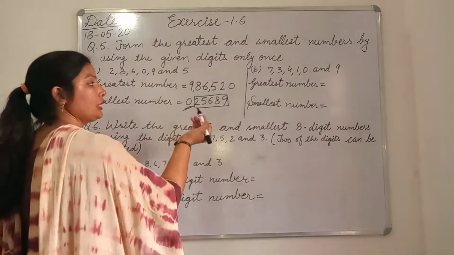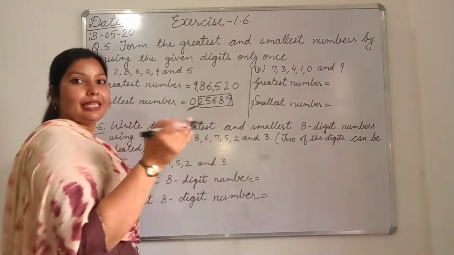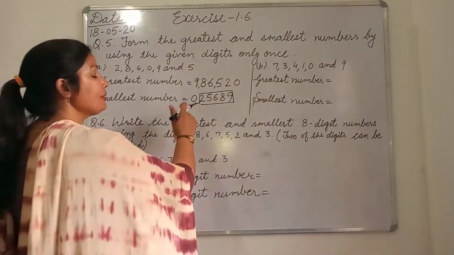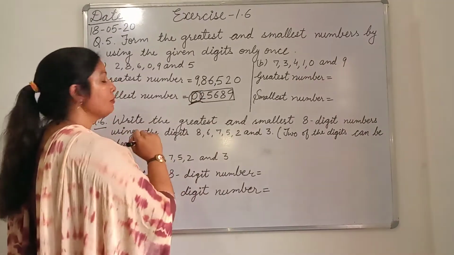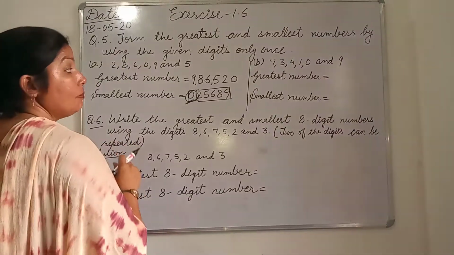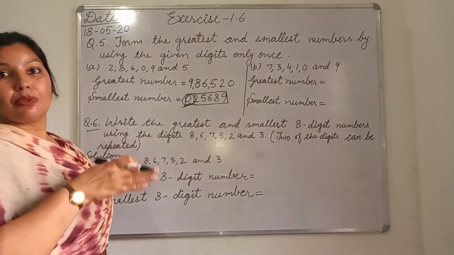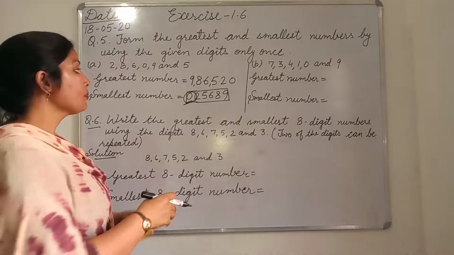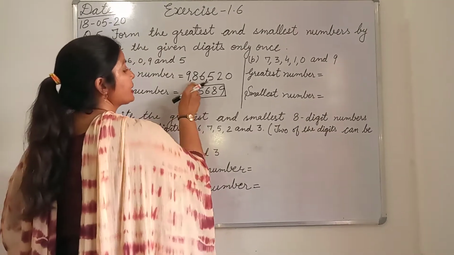That means this will be wrong. If 0 is not there, then you arrange from small to big: small, big, big, big. Like this you have to arrange. But here 0 is given. So you will not take this 0 in the beginning, because 0 has no value in the beginning. So what will you do? Before 0 you will write the next small digit. So after 0, the next smallest is 2.